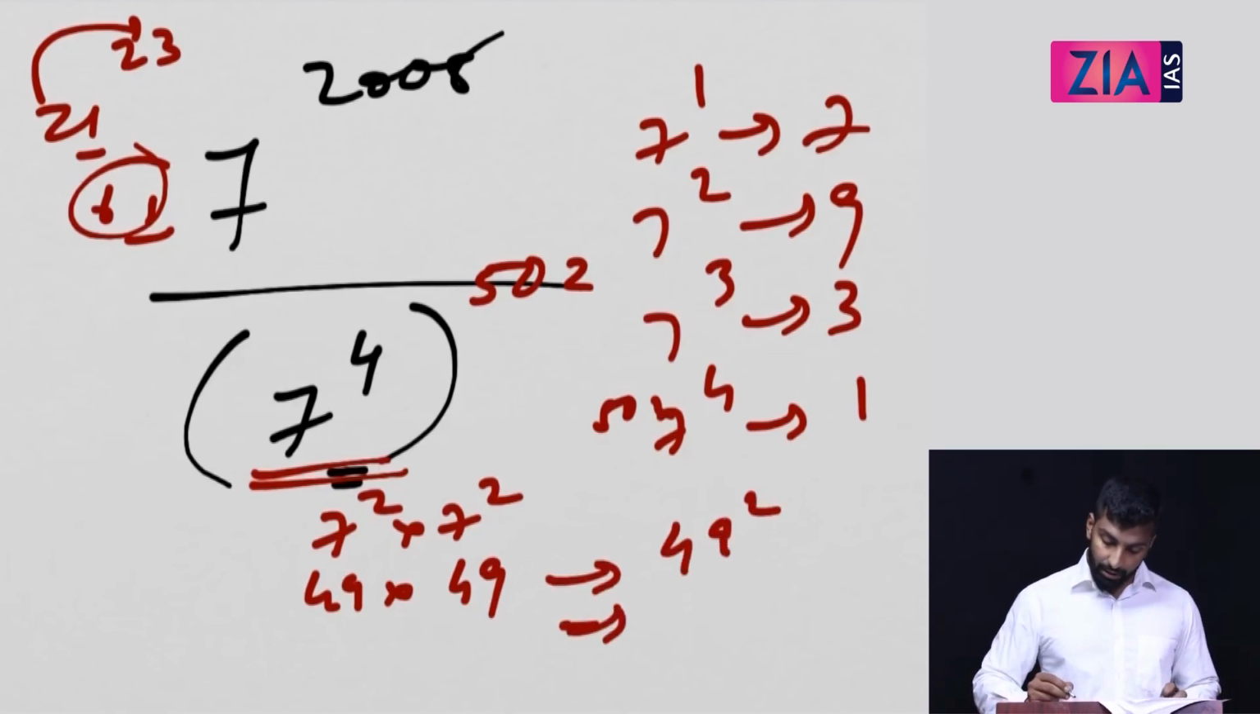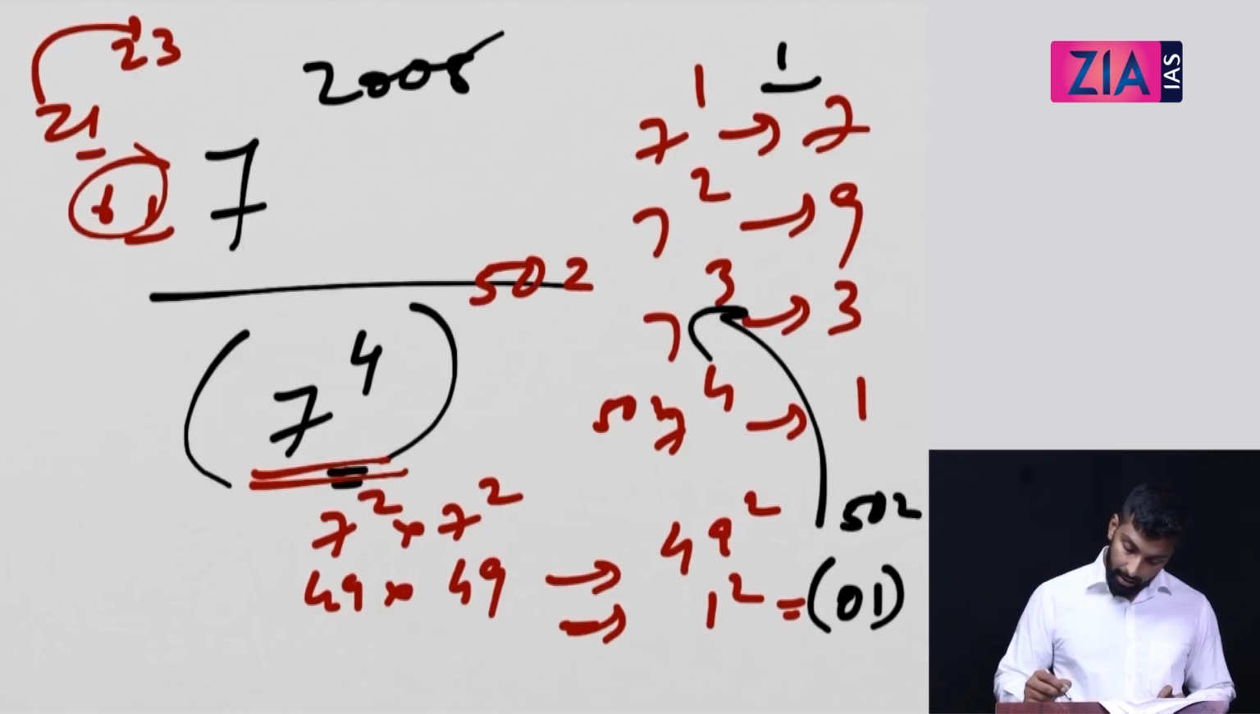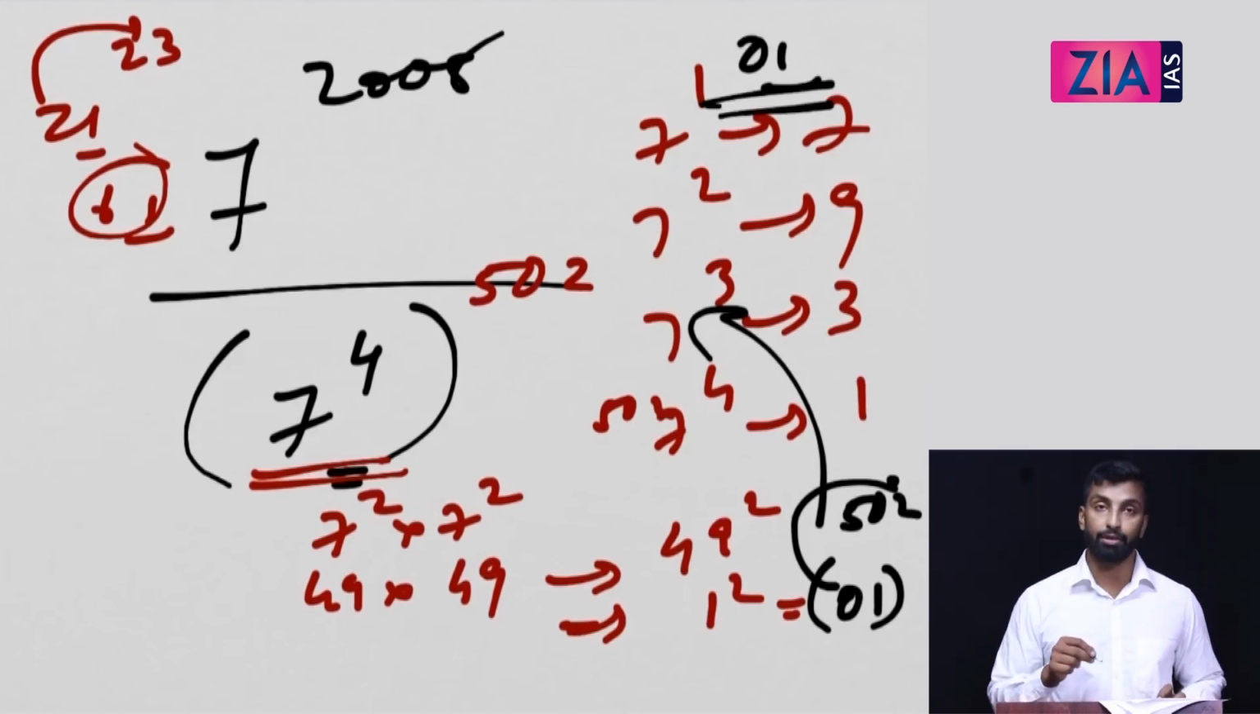And I know 49 square last 2 digits will be equal to 1 square, right? That means the last 2 digits of 7 raised to 4 is 0, 1. 502 will remain the same. Your answer is, last digit will be 1, previous will be 0 into 2, 0. Your answer is 0, 1. You will mark C as your answer.